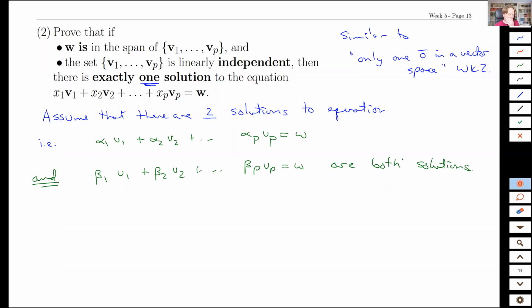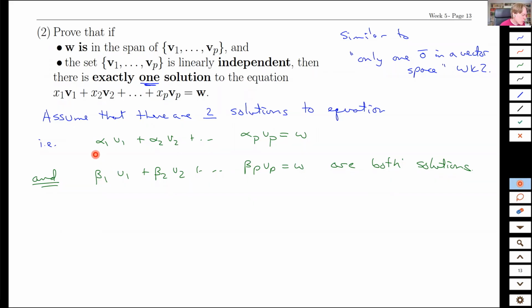Okay. So what does that mean? There's some coefficient for v1, v2, and vp that adds up to W. And there's some other set of coefficients that also adds up to W. That's what we mean by two separate solutions. I can find this collection of values, x's here now alphas, and this other collection of x's, well, call them here betas for a second.